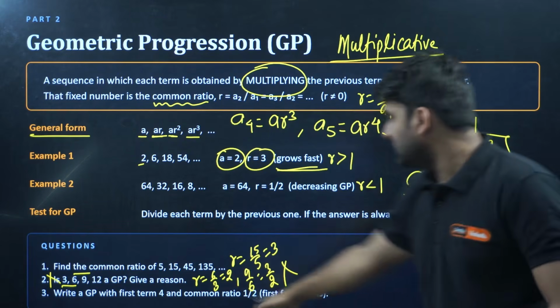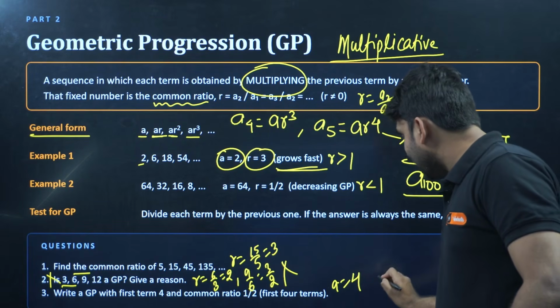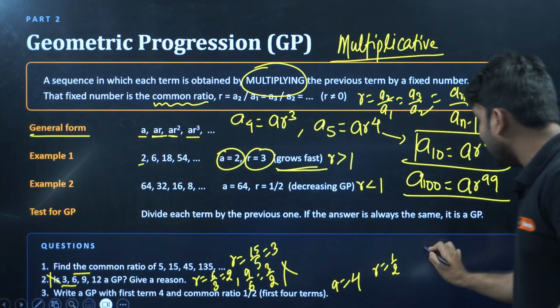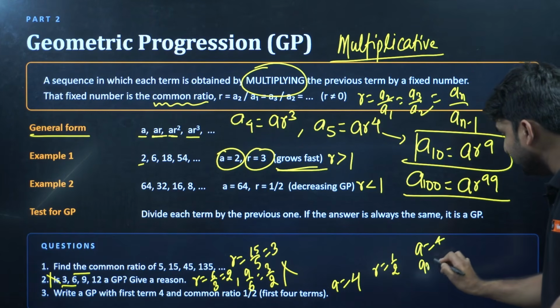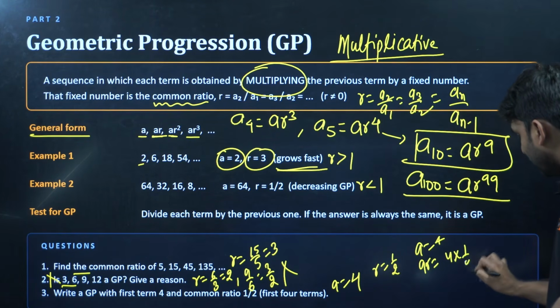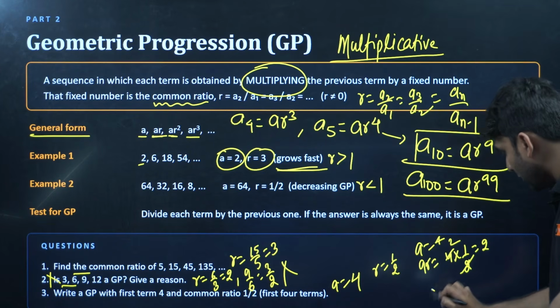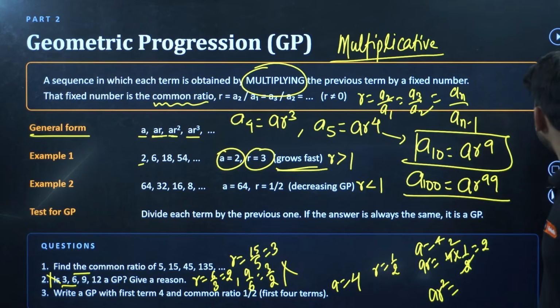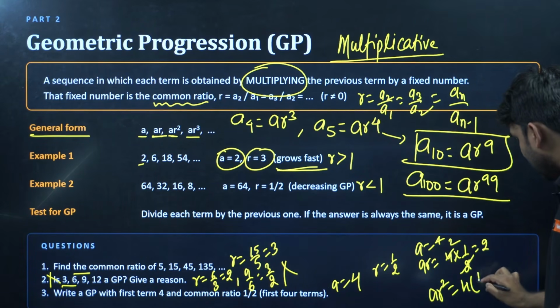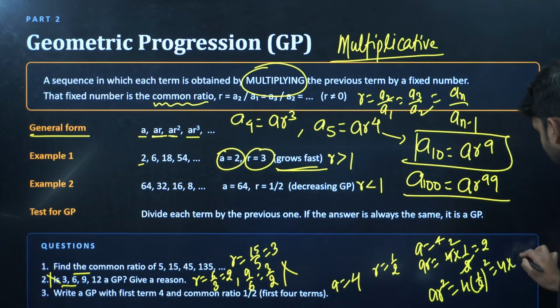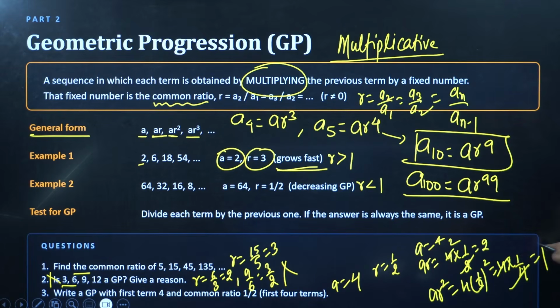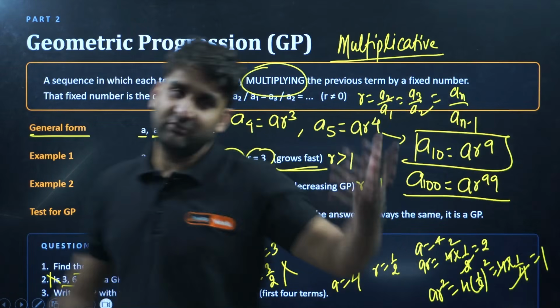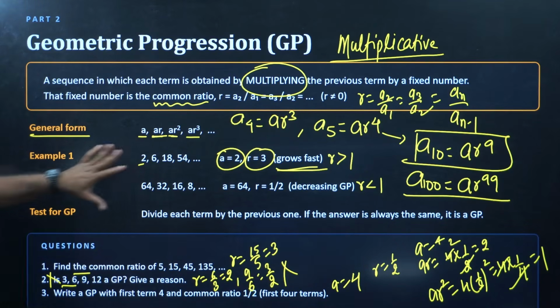Write a GP with first term A. So the first term we have is 4, and the common ratio we have is 1 by 2, and we have to write the GP. So A will be 4, and what will be the second term? AR. So 4 into 1 by 2, the 2s cancel. This will be the second term. What will be the third term? AR square. So A, which is 4, and R square, 1 by 2 square, so 4 into 1 by 2 square, the 4s cancel, this is 1. So the first term is 4, the second term is 2, and the third term is 1, and so on. The fourth term will be AR cube, you can find out the value. So I hope this is clear to you all.